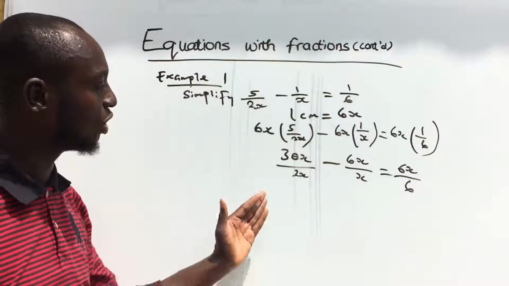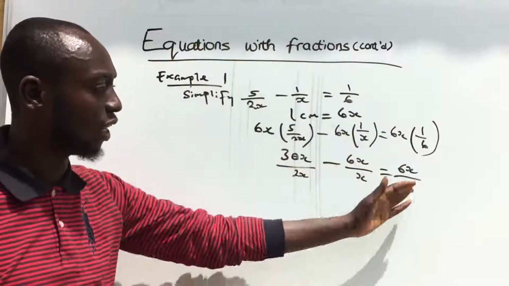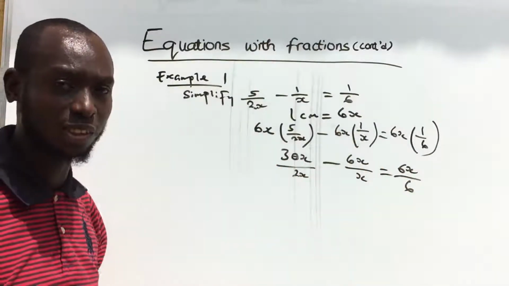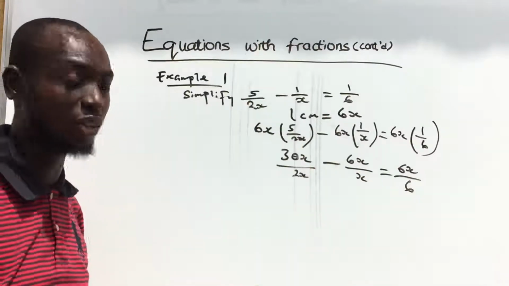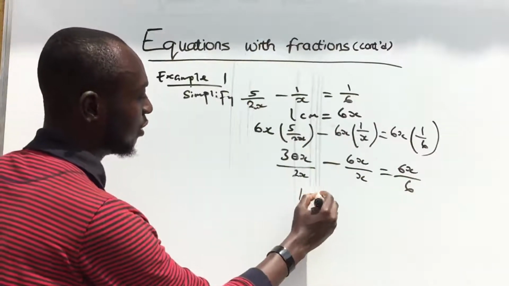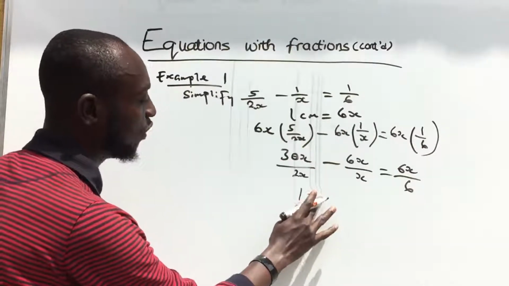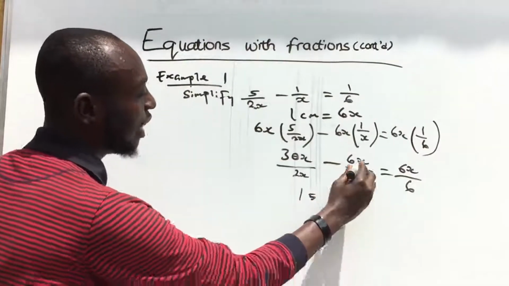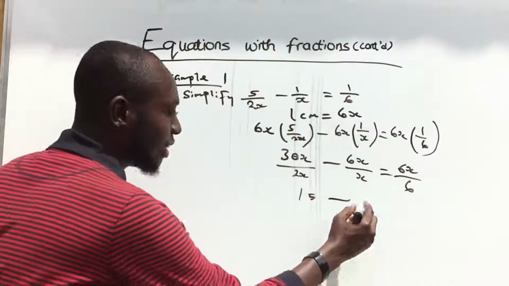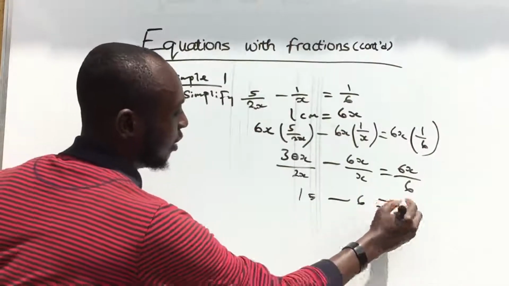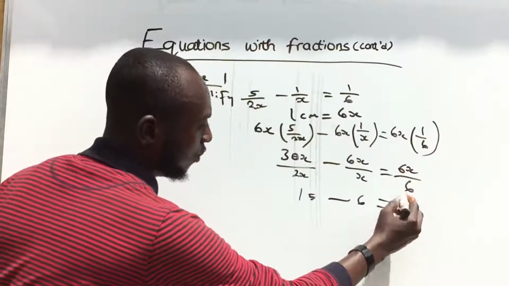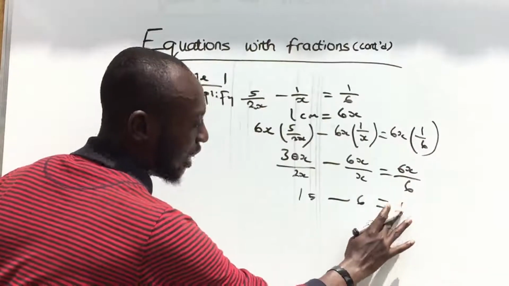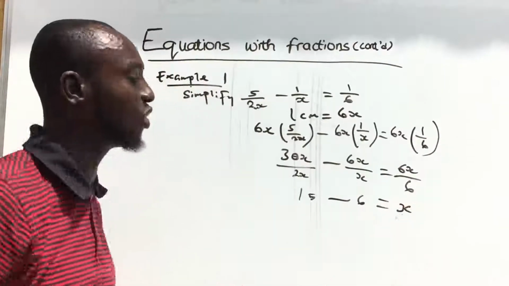At this point I'm going to reduce each of these fractions to its lowest term. 2s in 30s, that will give us 15. 2s in 30s gives us 15, minus s in 6s, that will give us 6. And 6s divided by 6 gives us s, which has a coefficient of 1.